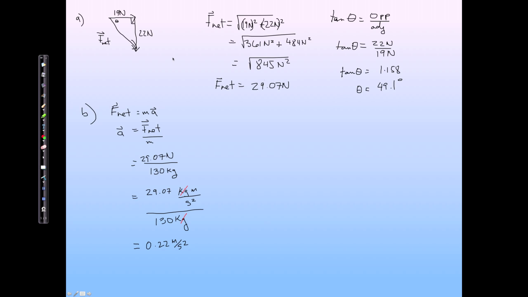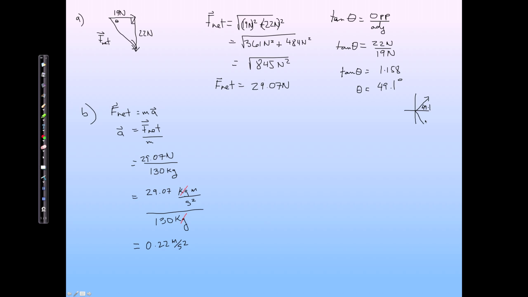Now, that's this angle here. That's not the angle that we're going to report, because 49.1 degrees, depending on the system that you're using, would either be on the Cartesian plane up this way. If you were saying that you're going in the direction 49.1 degrees, it'd be in that direction. We don't want that. We want this direction over here.